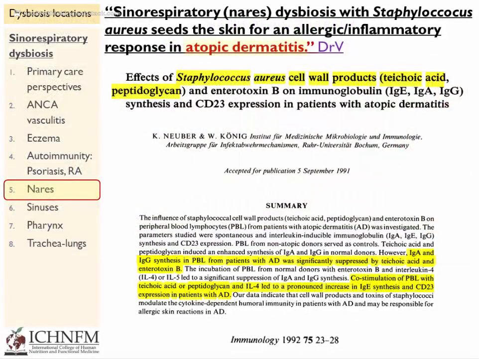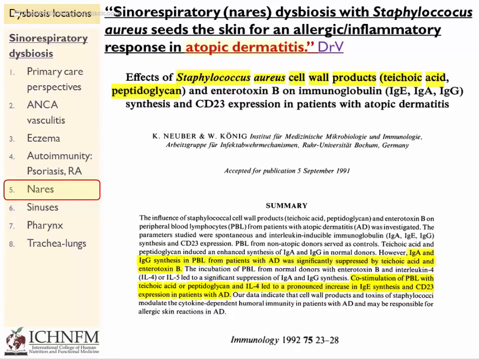Let's look at a few more details here. Sinorespiratory dysbiosis with Staphylococcus aureus seeds the skin for an allergic inflammatory response in atopic dermatitis. Let's look at this article from Immunology. This was 1992. Effect of Staphylococcus aureus cell wall products, teichoic acid, peptidoglycan, on immunoglobulin synthesis in patients with atopic dermatitis. And you can see in the second quote that I highlighted, co-stimulation of peripheral blood lymphocytes with teichoic acid or peptidoglycan led to a pronounced increase in IgE synthesis in patients with atopic dermatitis.